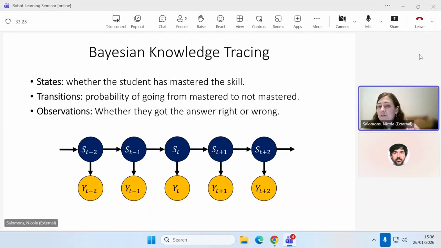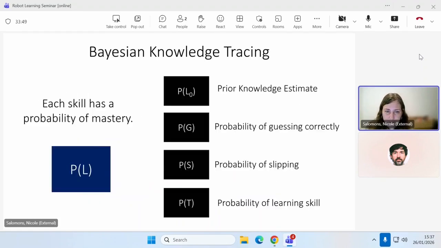The transitions are the probability of going from a non-mastered state to a mastered state. A student might have the opportunity to learn a new skill, and therefore they go from not mastered to mastered for that skill. And the observations we get are whether they got the answer right or wrong for each question. So here are more of the definitions.